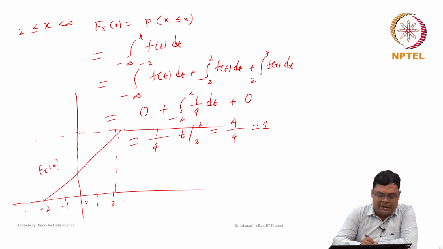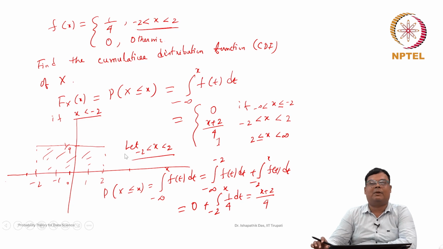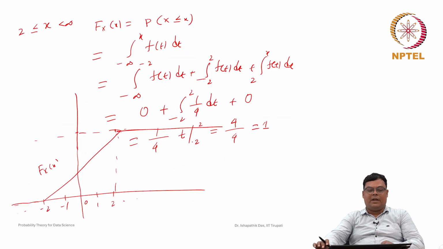This is F(x). So, whenever x is minus 2 it is 0, at x equal to 2 it is 1, and it is a straight line between these two points, and then it will be 1 after that. So, the distribution function looks like this. This is one example: if the probability density function of a random variable is given to us, then how we can find the probability distribution function.